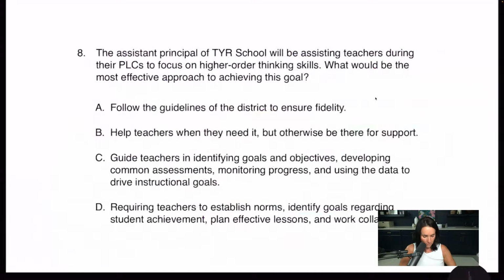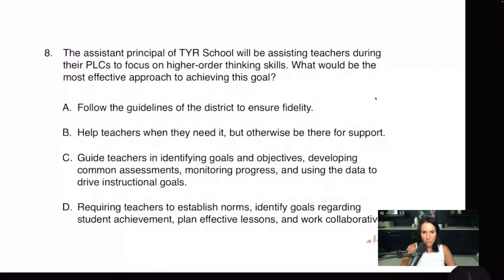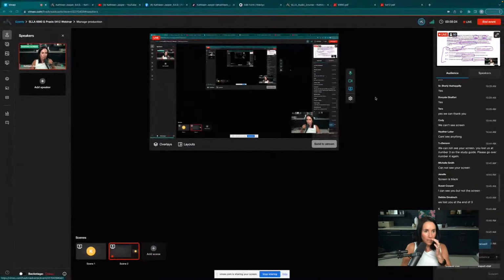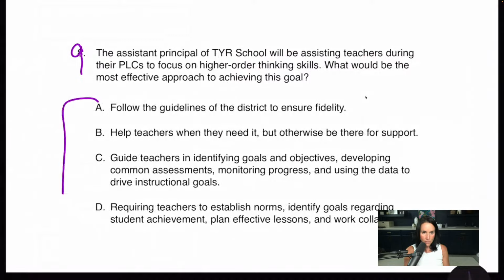And, oh, do I have two 8s on here? Okay, this should be number 9. Sorry, guys. It's number 9 in your thing. Okay. All right, let's take a look at the answer choices.